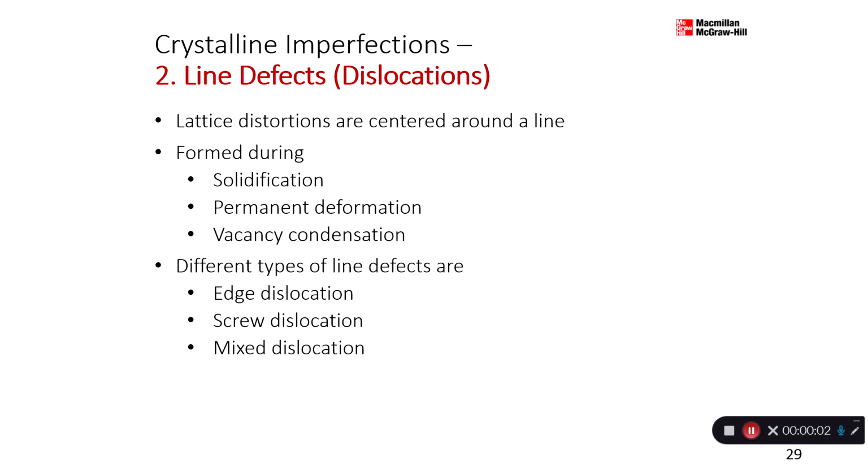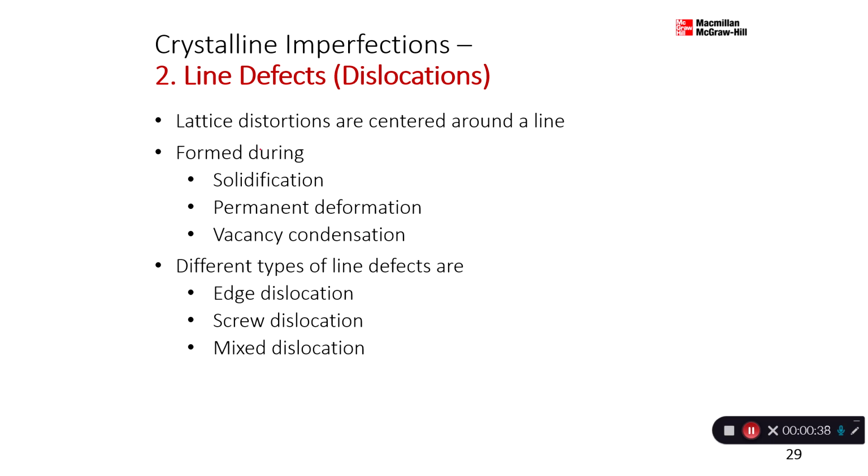Now let's discuss the second classification of crystalline imperfection, which is line defects, or the one-dimensional defects. This type of defect is also called dislocation. Dislocation means something has displaced or moved out of its place. In terms of crystalline defects, it's lattice distortions which are centered around a line. You'll see it better in the next slides.